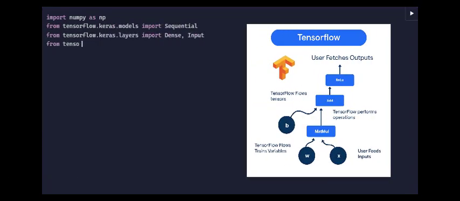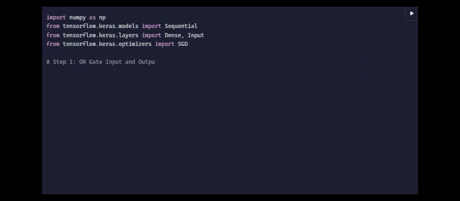Then we have Dense, which is nothing but a fully connected layer where each neuron is connected to all the inputs. Then we have Input, which explicitly defines the shape of the input we will be taking. And then we have SGD, which is stochastic gradient descent, the optimizer to train the model. Now next, let's define our inputs and outputs.